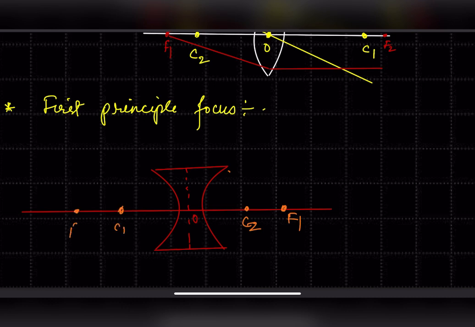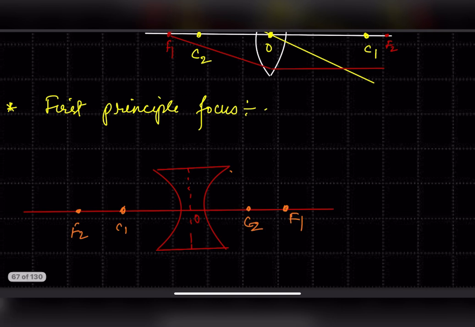This will be F2. Now let's say first principal focus will be if a ray of light is coming straight like this, such that it will try to pass through F. Like this, straight line coming like this. Then what will happen is from here, it will go parallel. Got the thing? A ray of light is like converging.